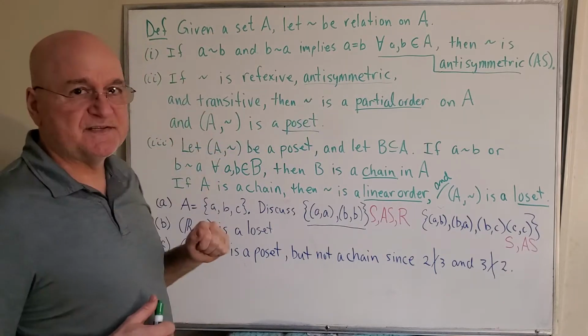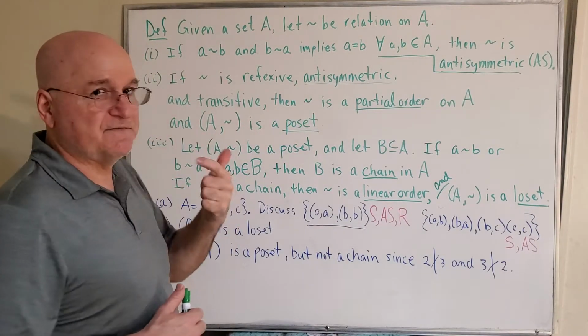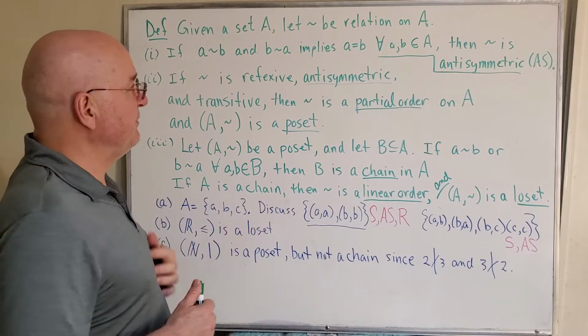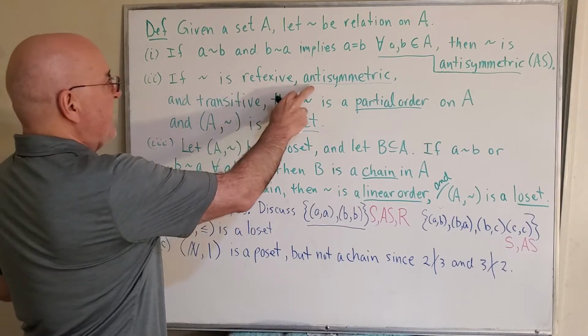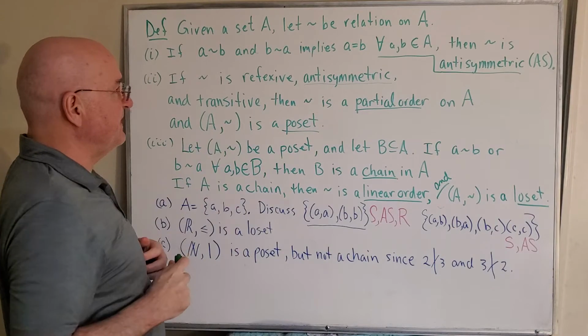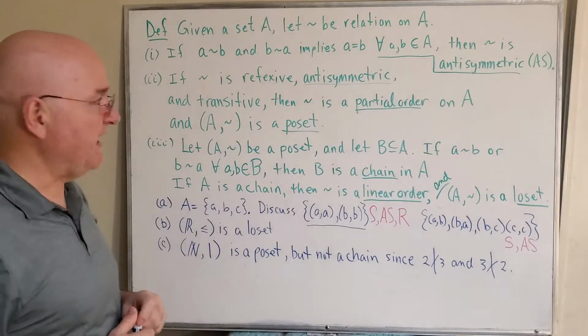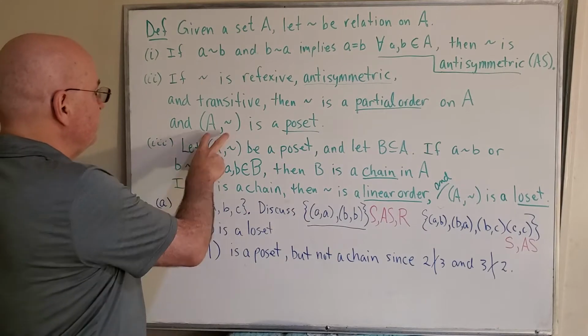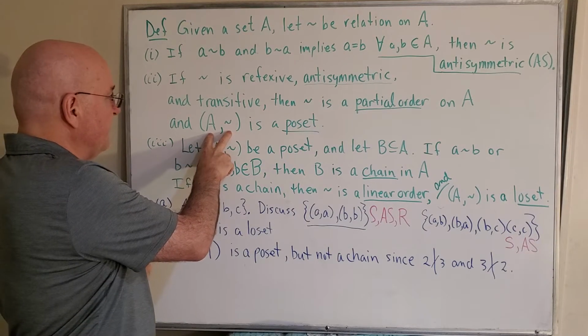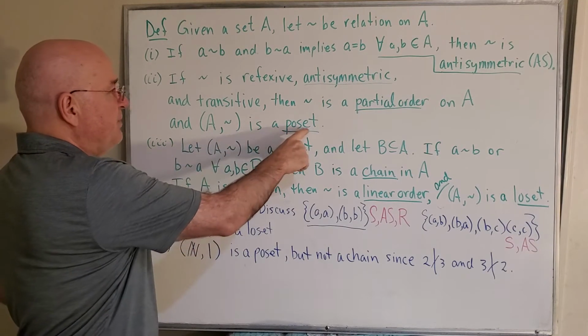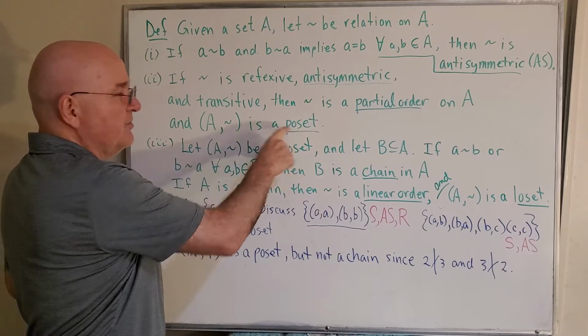The second one: if the relational operator is reflexive, anti-symmetric, and transitive, not reflexive, symmetric, and transitive, like an equivalence relation, but reflexive, anti-symmetric, and transitive, then it's called a partial order on A. And A, along with the relation operator, is called a poset, a partially ordered set.